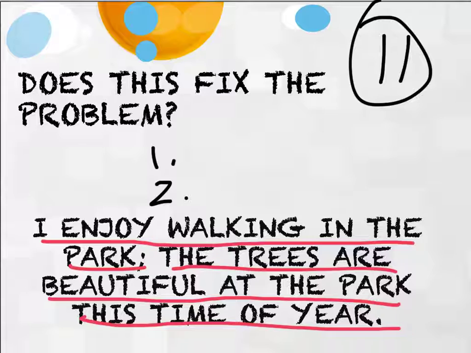Rule number 2 is they have to be related. This first idea is talking about walking in the park. The second idea is talking about the trees being beautiful at the park this time of year. They're both complete ideas that could stand on their own. They're related. Therefore, we can join them with a semicolon, just like we have right here.